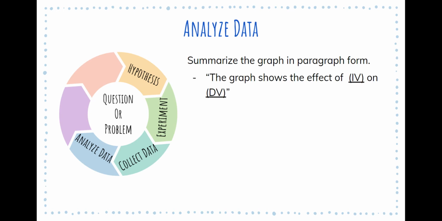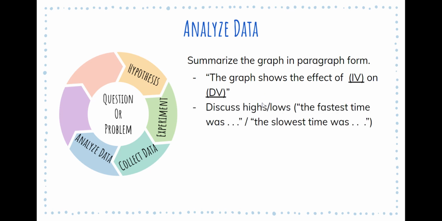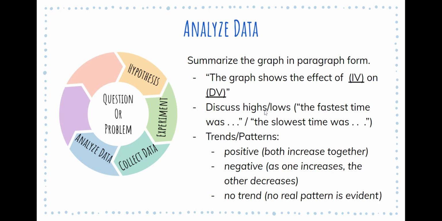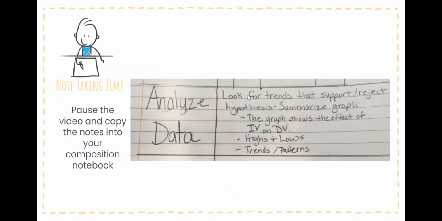You also, when you analyze your data, you're then going to summarize the graph in paragraph form. You're going to write a statement that says the graph shows the effect of your independent variable on your dependent variable. You're going to tell me what the highs and lows were. So the fastest time, the slowest hurdle. Make sure you identify those two things. And finally, look for trends or patterns. We talked about this during graphs. So this is your positive, negative, or no trends. So what patterns are you seeing with your data? Please pause the video and copy the notes into your composition notebook.